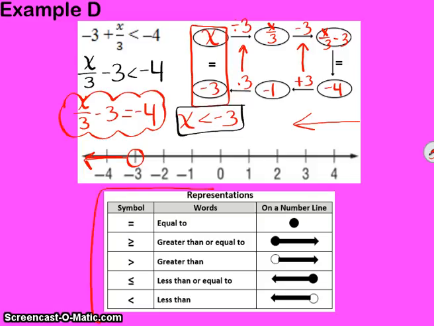Feel free to use your chart that's on your notes today, but I'd really like you to practice on your own to see which way your line should go, because that's really important. And again, you're not going to have that cheat sheet on the test.